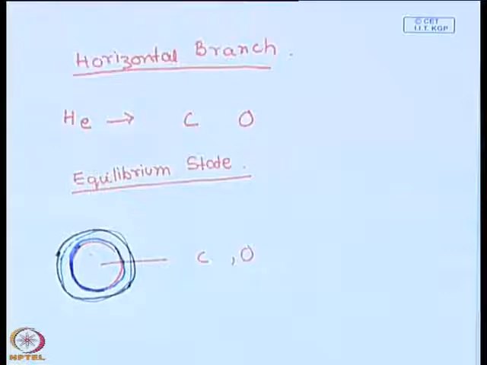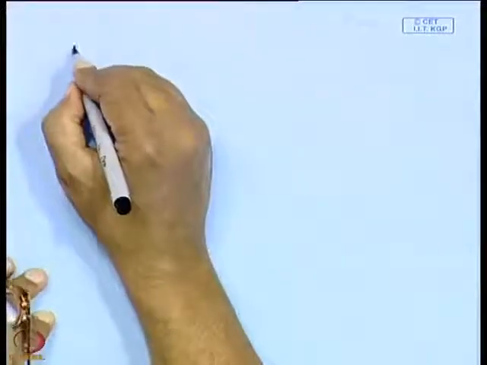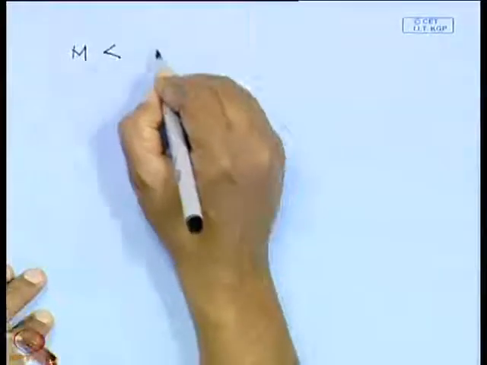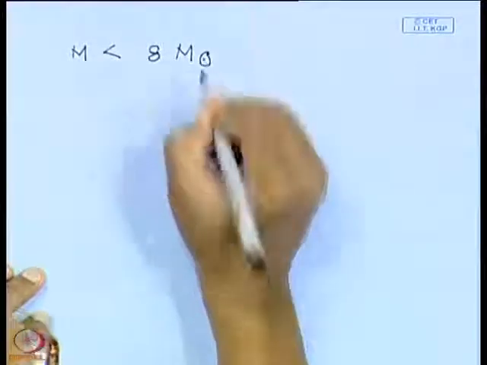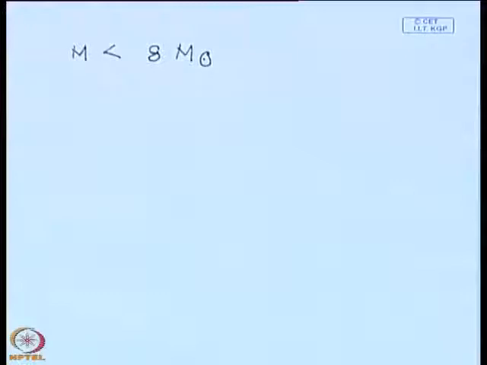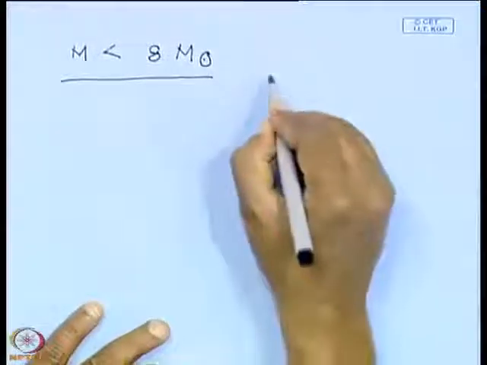Now, for stars which are less than 8 solar masses, the sun for example, this is the end of nuclear burning. No more nuclear burning proceeds beyond this. So for stars less than this, this is the end of nuclear burning.